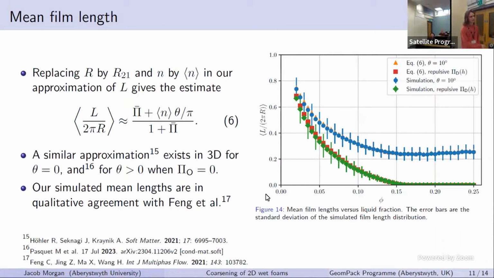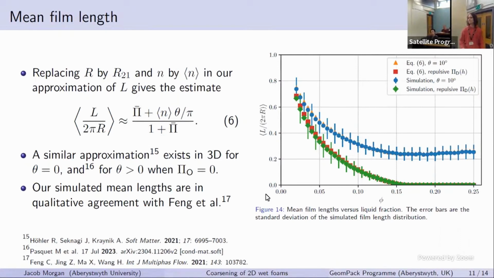And we find that in comparing this result to the simulations, the agreement is fairly good, I think. The error bars there are just to give an indication of the spread, the standard deviation of the film length distribution, just to give an idea of the magnitude of variation in film lengths between bubbles.